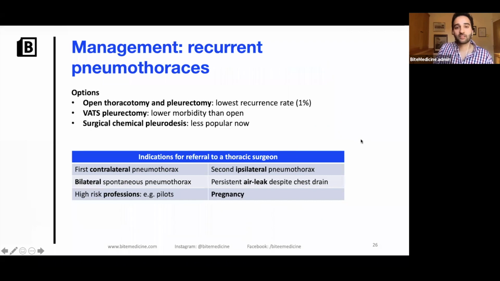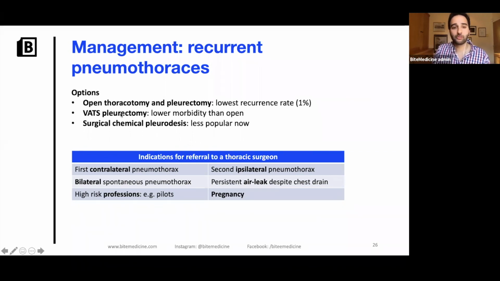Surgery is normally only indicated in patients who have recurrent pneumothoraces. A few indications for referral to a thoracic surgeon are noted down here. But in terms of our surgical options, let's work through these briefly. Open thoracotomy and pleurectomy is an open surgical procedure where you're removing the pleura or part of the pleura. It's associated with the lowest recurrence rate, only around 1%, but has a higher morbidity, i.e., longer stay in hospital, high rates of infection, high rates of bleeding, that kind of thing.